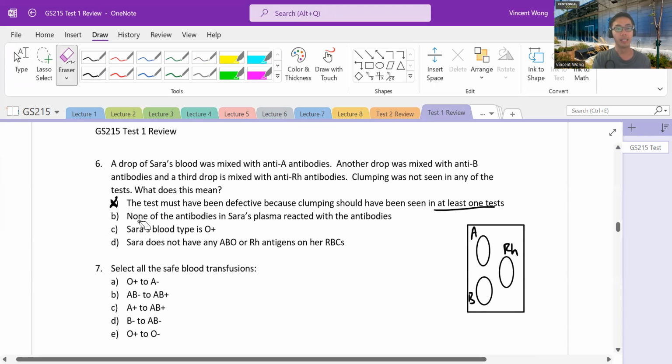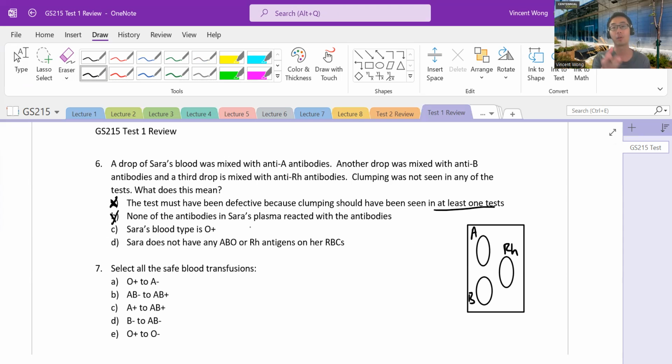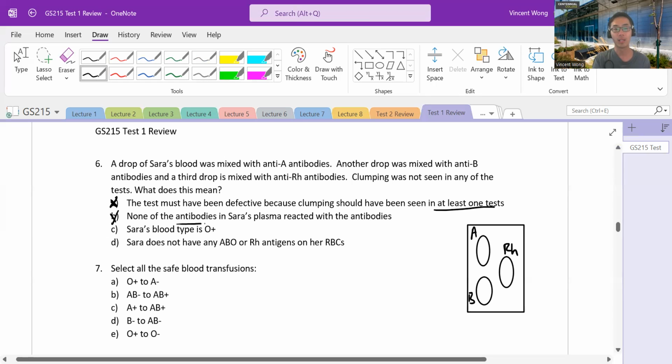None of the antibodies in Sarah's plasma reacted with the antibodies. This is not correct, because when we test the blood this way, we're not checking to see if the antibodies are reacting with the antibodies. We are checking whether the antigens are reacting with the antibodies. The antigens are the stuff on the RBC, right? We want to see if those will be recognized by the antibodies. So it has nothing to do with Sarah's antibodies at all in this particular case.